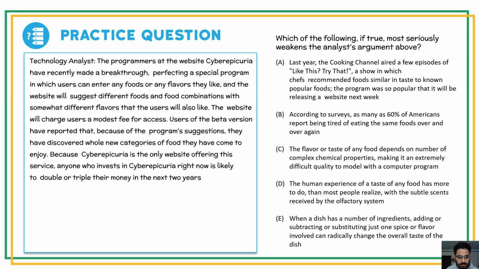Okay, so there's some technology analyst talking in this paragraph saying that the programmers at the website Cyber Epicuria have recently made a breakthrough, perfecting a special program in which users can enter any foods or any flavors they like, and the website will suggest different foods and food combinations with somewhat different flavors that the users will also like. Okay, fine. So that's a long piece of information there.